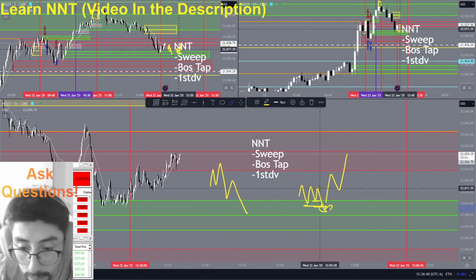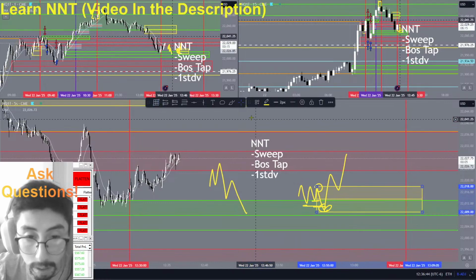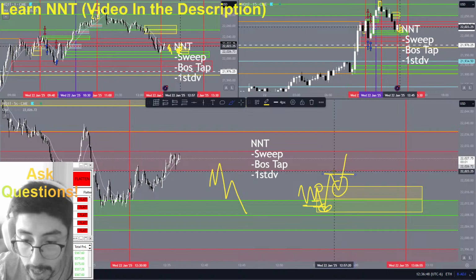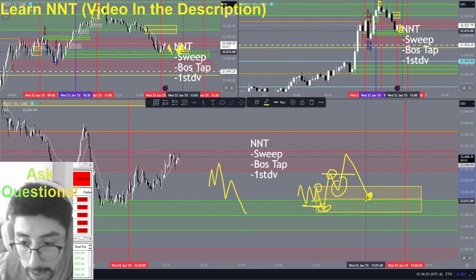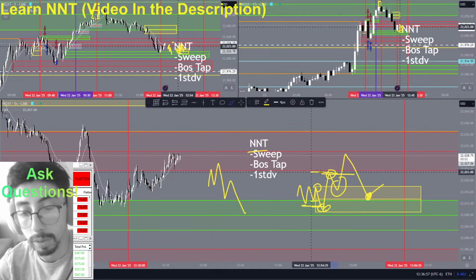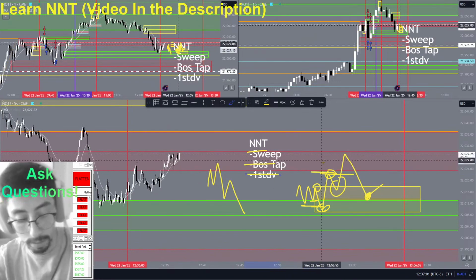So that swing low and that swing high, we create a zone. We then get a tap on the zone, the break of structure after the tap. We reach 100% away, and we come back and fill at 50% and hit our take profit. So it's the sweep happens, the break of structure after the tap, and the 1 standard deviation.